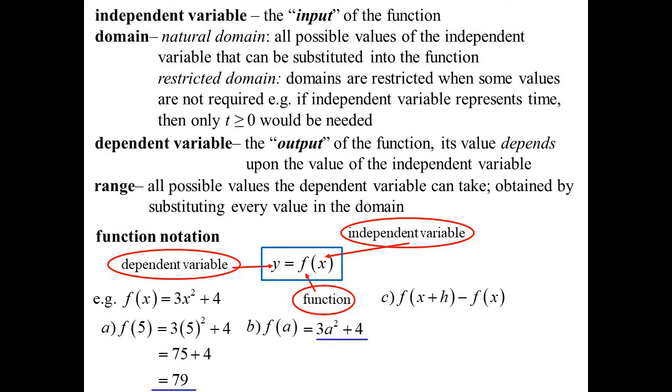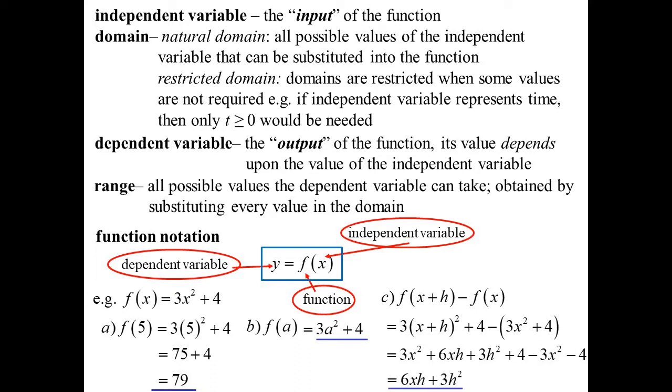Doesn't have to be one pronumeral. I can do something like this. f(x plus h) minus f(x). Everywhere I see x, replace it with x plus h, minus, I'll substitute the actual function itself, expand out, tidy it up, 6xh plus 3h squared.